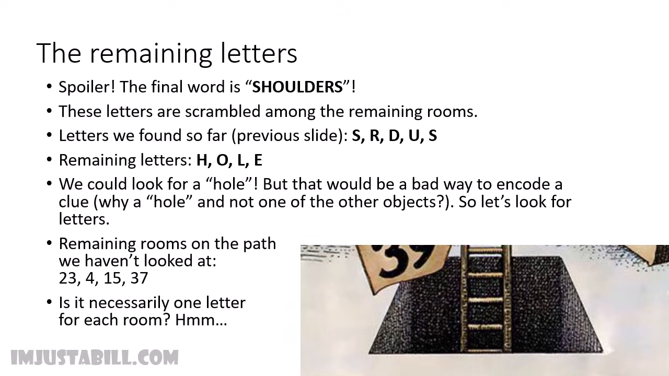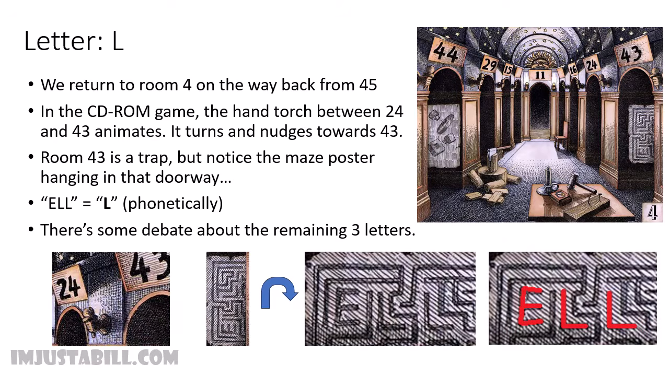Now, the remaining rooms on the path that we have not looked at yet are rooms 23, 4, 15, and 37. Now, I know we already did take a look at 4, but although we take 4 on our way to 45, we also have to cross into room 4 on the way back. So that's what I meant earlier by saying we are going to take a look at room 4 again. Now, we have 4 remaining letters, and we have 4 remaining rooms we haven't looked at. Is it necessarily 1 letter per room? That's up for debate. Some fans say yes, some say no, and we'll get into more details of that in the next few slides. First of all, the letter L.